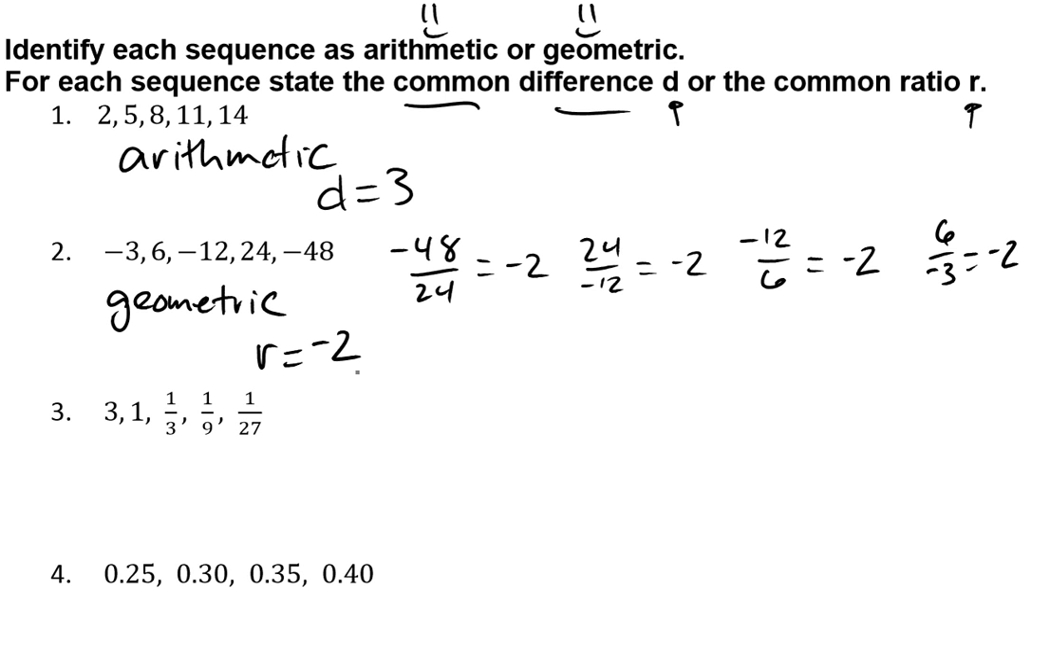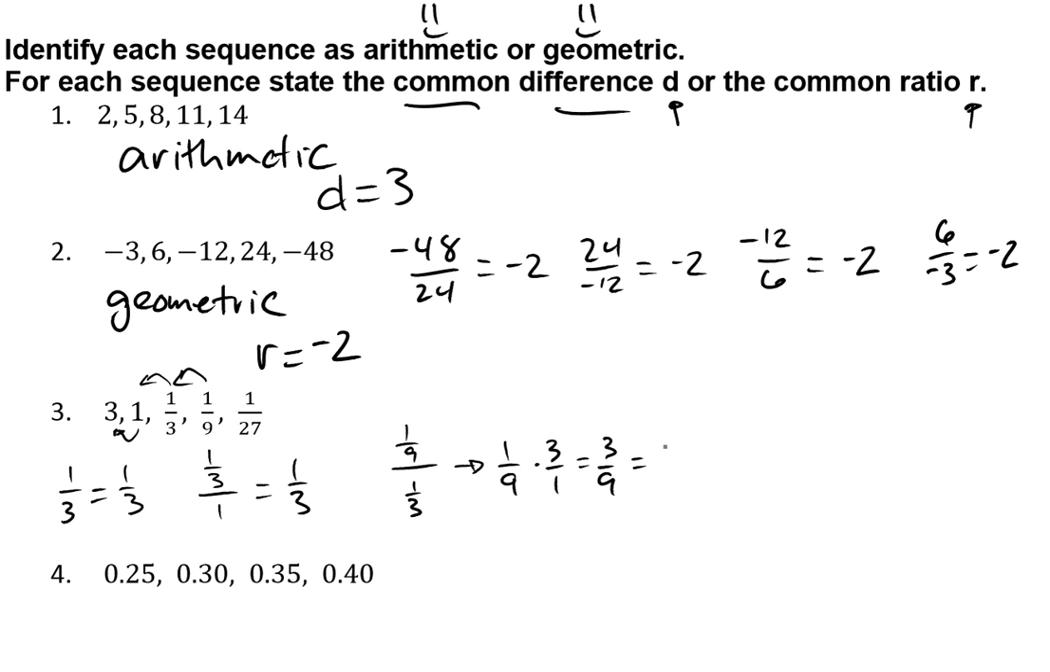When I look at this, 1 divided by 3, 1 over 3, it's clearly 1/3. And the next one, 1/3 divided by 1, that's clearly also 1/3. The next one, I'm going to take 1/9 divided by 1/3. If I have a fraction divided by a fraction, of course I can transform that. This is 1/9 times 3 over 1, which is 3 over 9, which reduces to 1/3. So in each case, I'm getting 1/3, 1/3, 1/3.